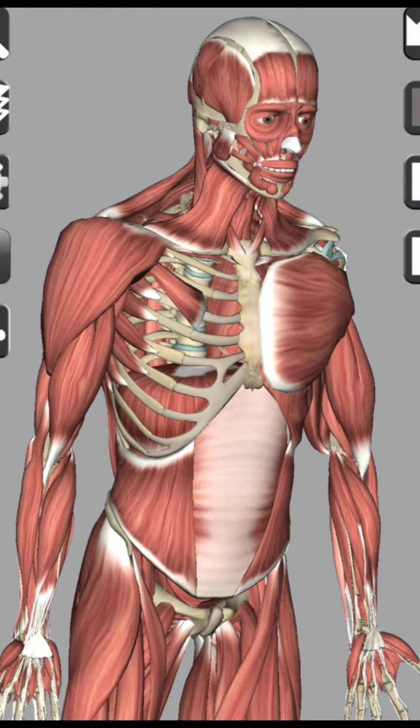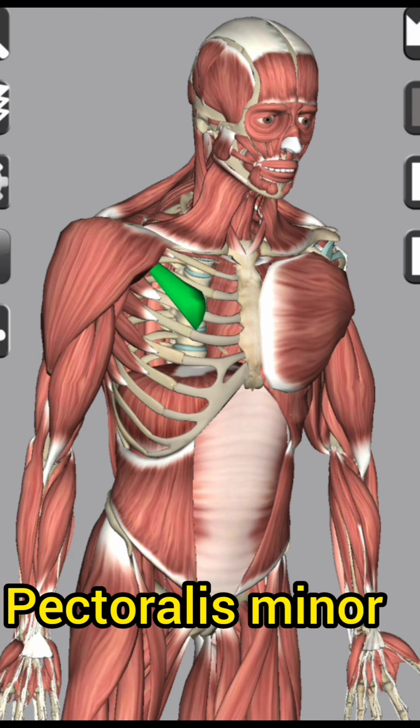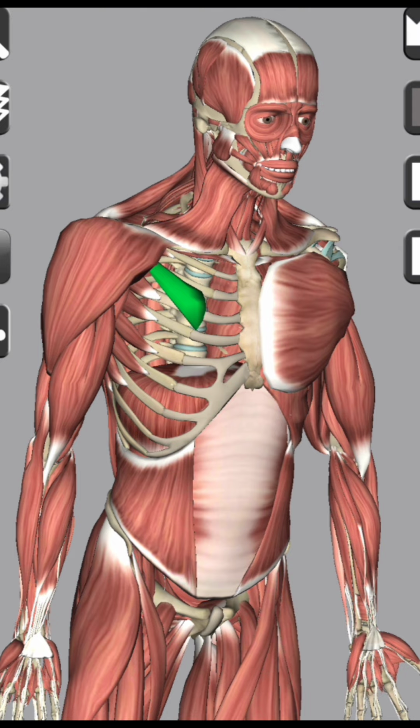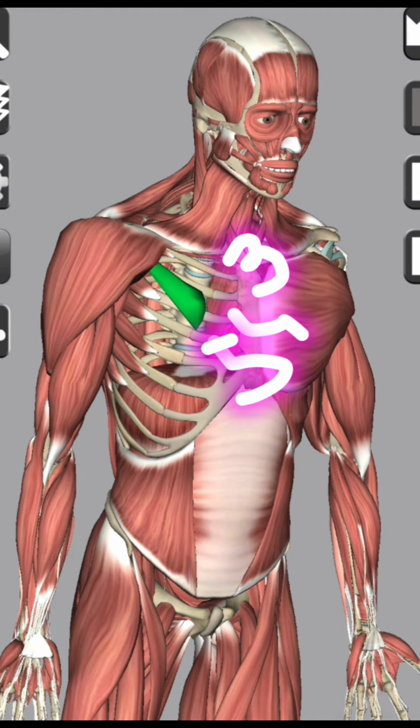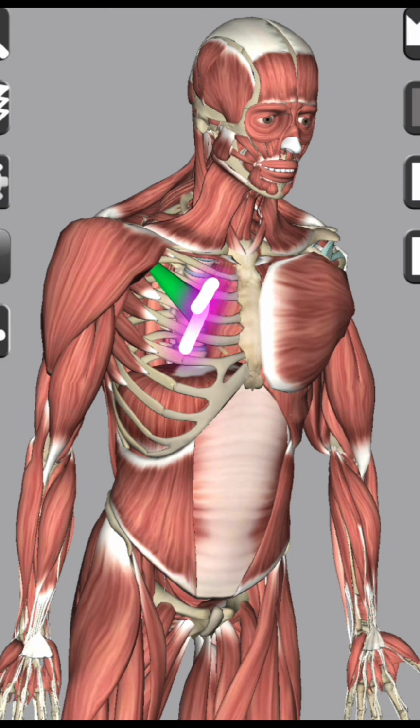So now another muscle, which is the pectoralis minor muscle. The pectoralis minor muscle originates from the third, fourth and fifth ribs. As we can see clearly over here, it is our second rib, third rib, this is our fourth rib, and this is our fifth rib. So it originates from the third, fourth and fifth ribs near the costochondral junction, and it is inserted over the medial border of the upper surface of the coracoid process.